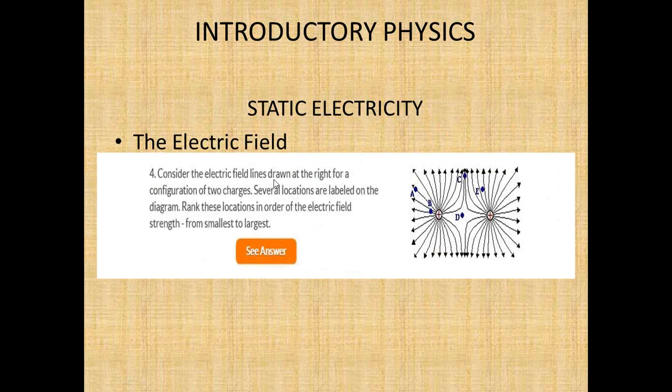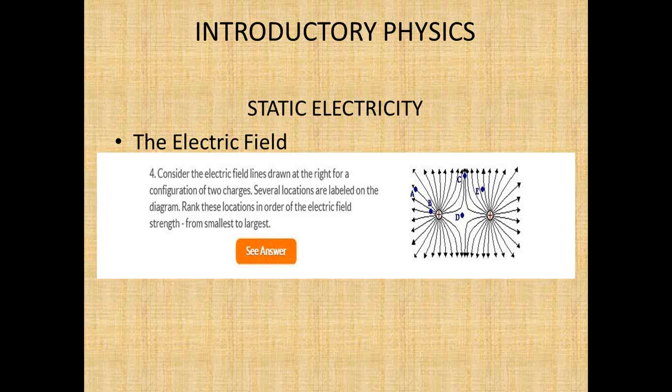Consider electric field lines drawn at the right for a configuration of two charges. So you have two charges coming together. Each of them is going to have electric field strength around it. Several locations are labeled on the diagram. Rank these locations in order of electric field strength from smallest. Again, you have to look at the density. The more dense, the more charge. The closer it is, the greater the strength.